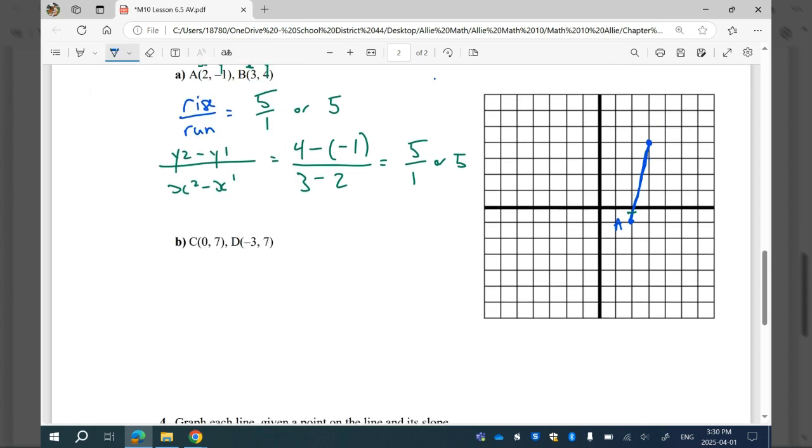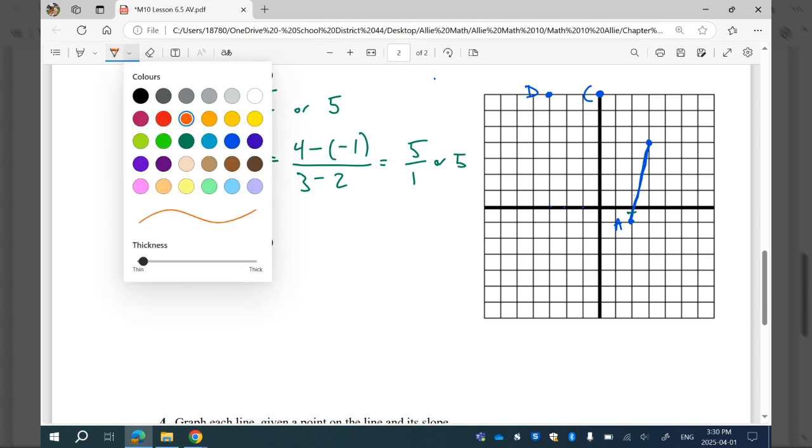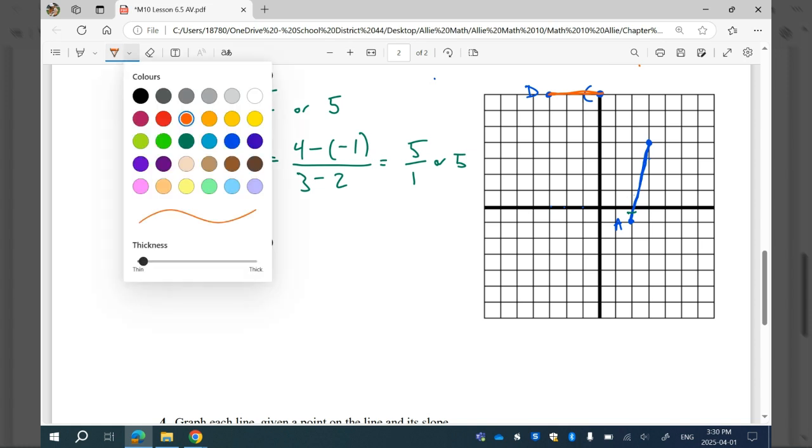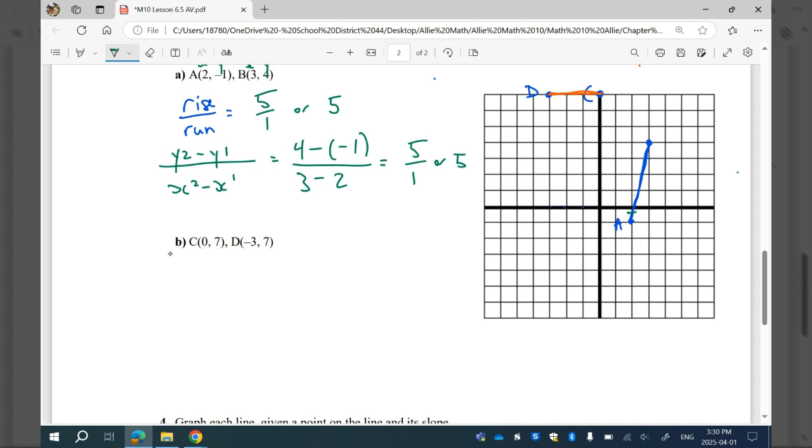Let's graph it. We have 0, 7, 1, 2, 3, 4, 5, 6, 7, all the way up here, C. And then -3, 7, 1, 2, 3, and 7 is going to be there as well, D. So what do we see? It looks like we have a straight line. So I would say the slope of this is, remember, horizontal lines have a slope of 0. So m equals 0.